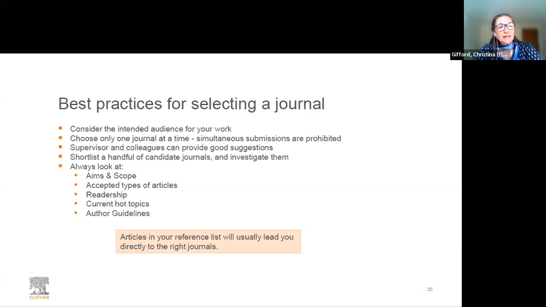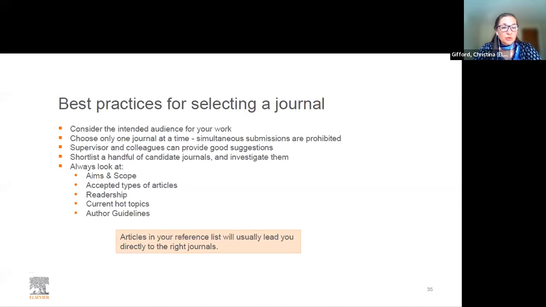Next, for selecting a journal, consider talking to your supervisor or colleagues. They can provide you with good suggestions. Also remember, your supervisor, who may often be your co-author, has co-responsibility for your work. So ask them for help. And again, colleagues may be more familiar with the different journals that are relevant to your field when you're deciding where to submit. Also investigate all the candidate journals to find out their aims and scopes.